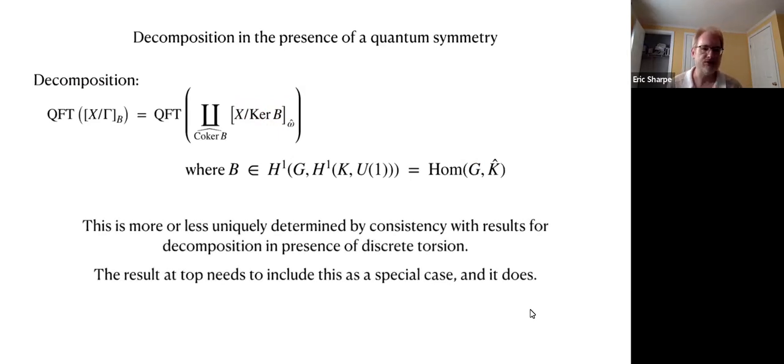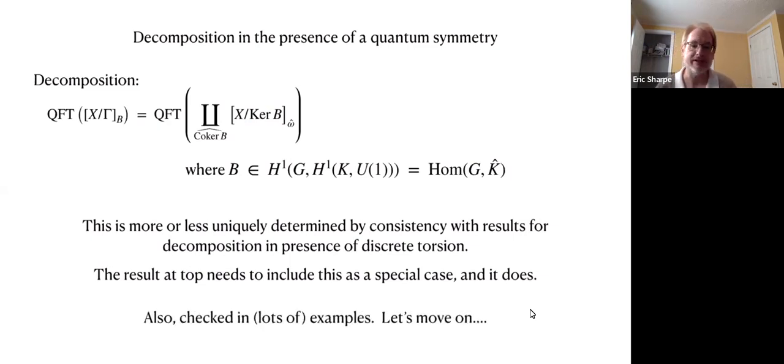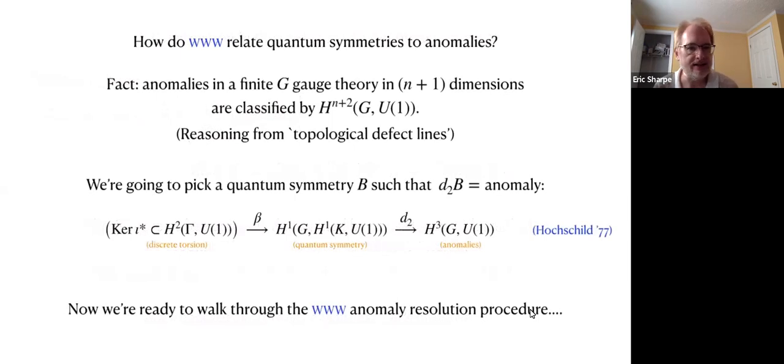And you know, there's a long story about why this has to be true. It's essentially uniquely determined by consistency with decomposition of orbifolds with discrete torsion, which I haven't really had a chance to talk about. But to my mind, more importantly, when you check it in examples, it works. So let me move on. I think there's one other piece I need. So I said that Wang-Wen-Witten takes an ordinary anomalous orbifold, they make the orbifold group bigger, they turn on a quantum symmetry. How does this relate to the anomaly? Here's the answer. They turn on a quantum symmetry that maps to the anomaly under this map I've labeled D2. So they turn on not just a random quantum symmetry, but a particular quantum symmetry that maps to the anomaly.